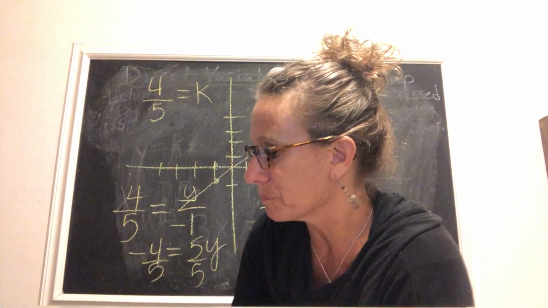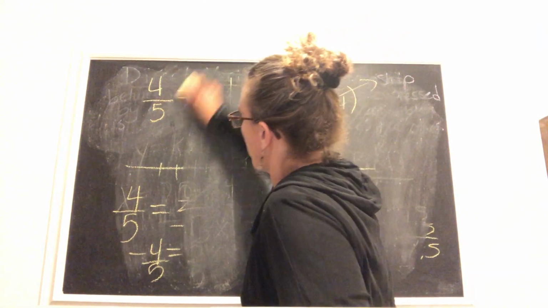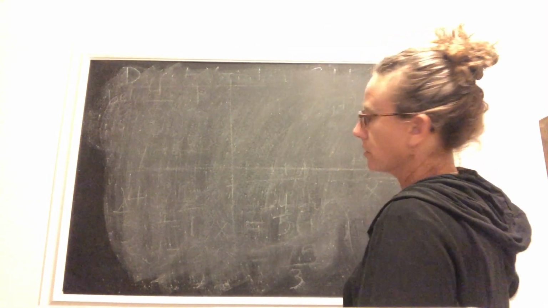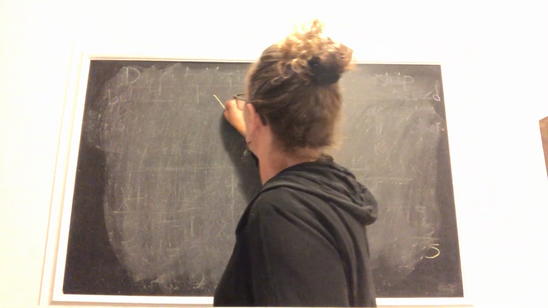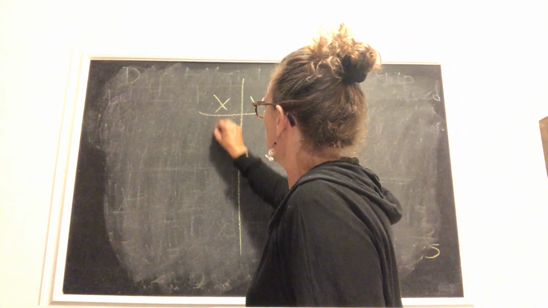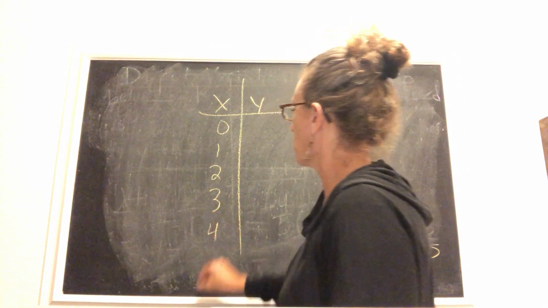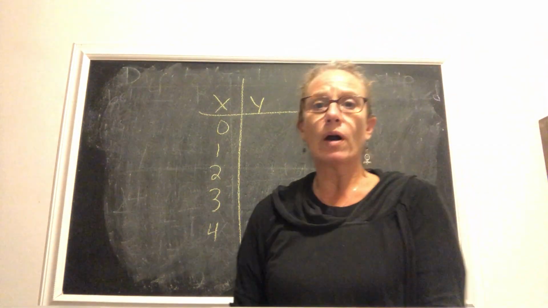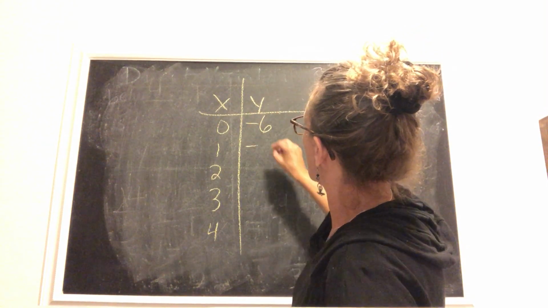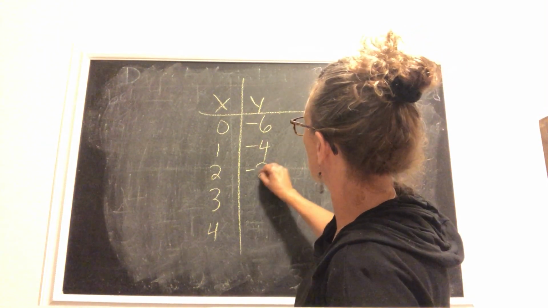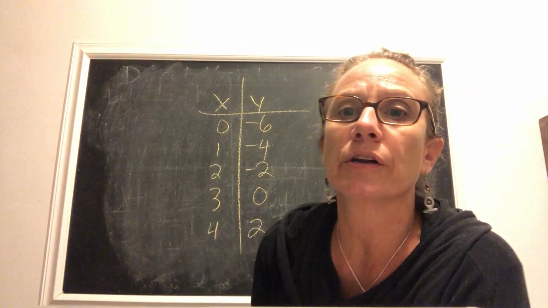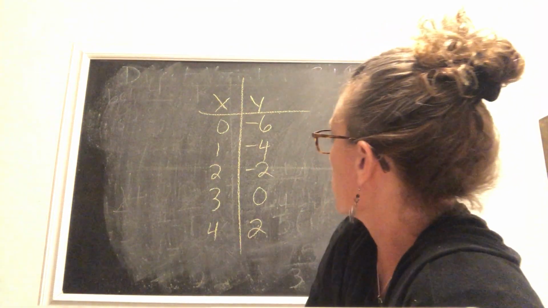Okay, tables. Say you have to determine whether or not a table of values represents a direct variation. Okay, so I have some x values. I'm going to start 0, 1, 2, 3, and 4. And my y values, let's do -6, -4, -2, 0, and 2. And I want to know if these represent a direct variation.